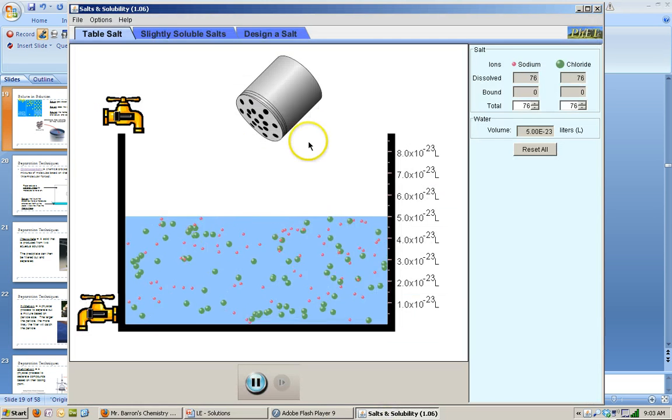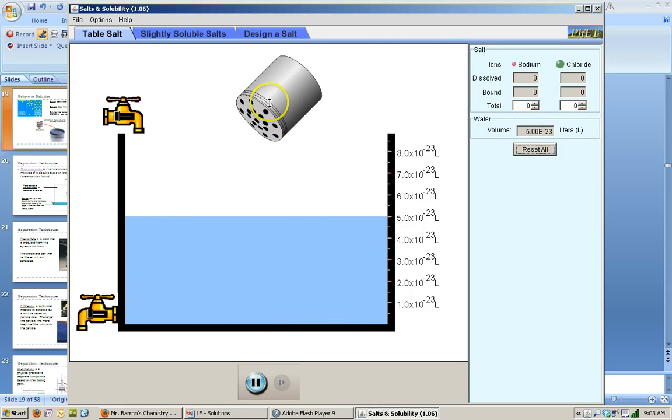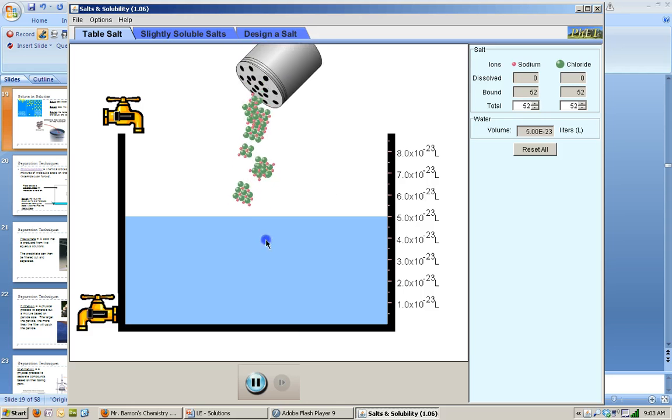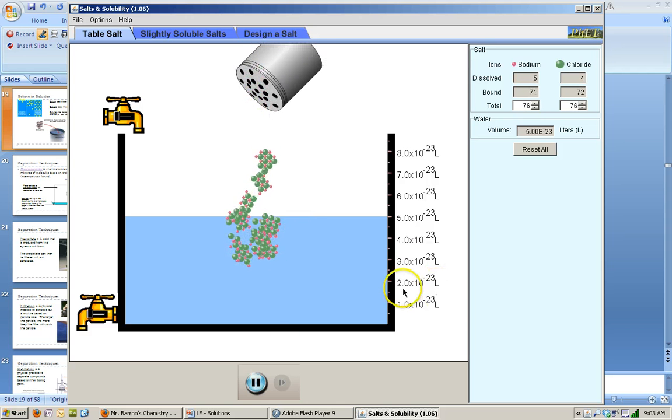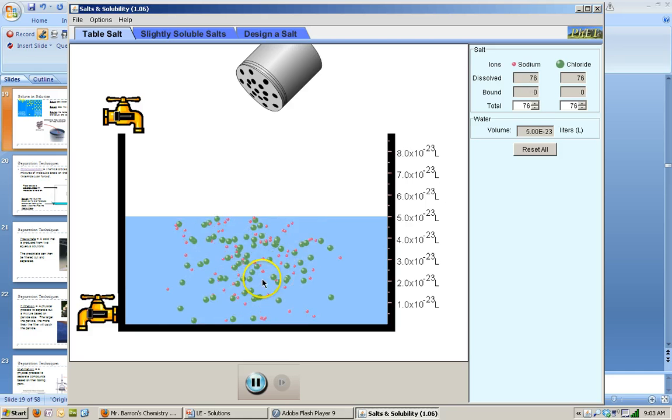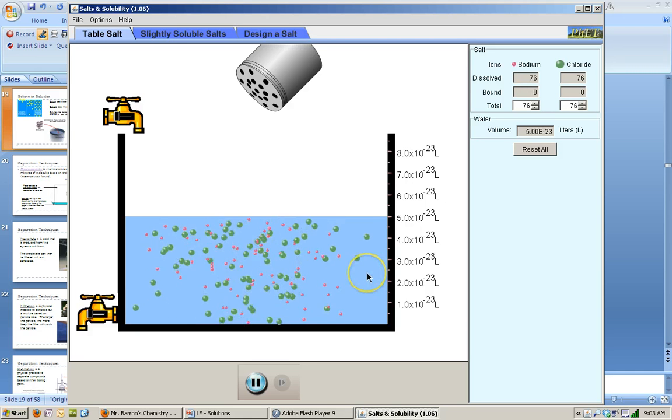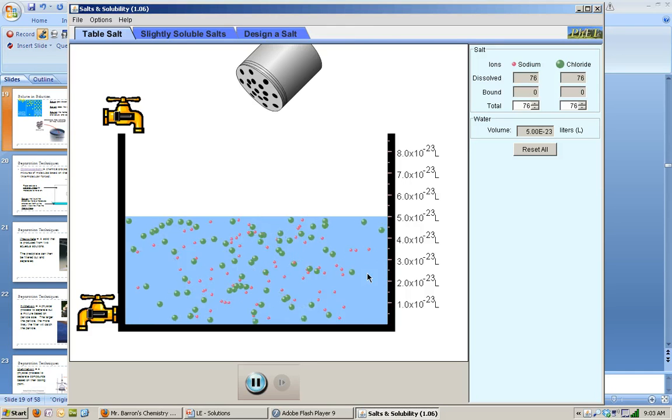Let's go to my animation where I am going to show you salt dissolving in water. I'm going to take my solute and shake it into my solvent. You can see that all of this salt is breaking apart into the ions. We have a name for that. We call that dissociation. You might want to spell that out.